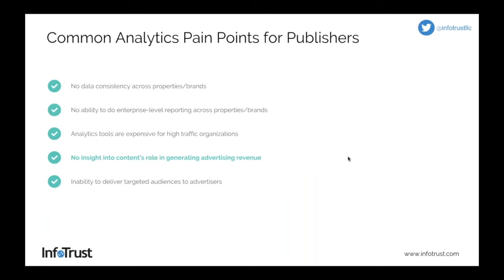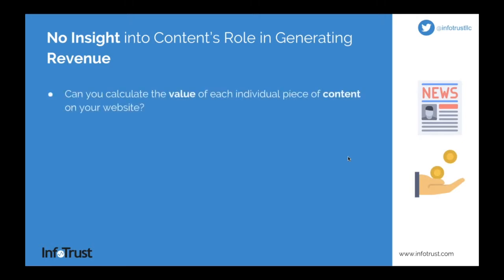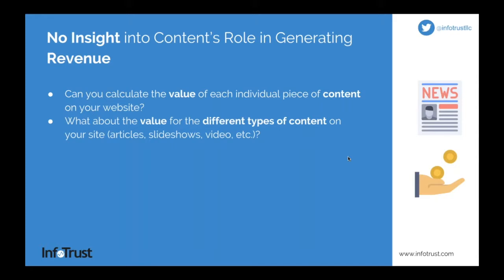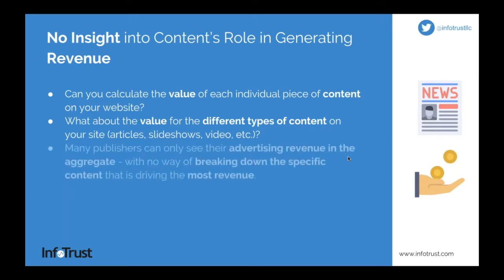The next section here is the lack of insight into content's role in generating advertising revenue. One question I like to ask publishers is, can you actually calculate the value of each individual piece of content on your website? Generally, the answers you get are looks of bemusement, and then they say no. Also, what about the value for the different types of content on your site? So articles versus slideshows versus video, again, a look of flabbergasted, nope. We see that many publishers only actually see their advertising revenue in the aggregate. They have no way of breaking down the specific content that is actually driving the most revenue.